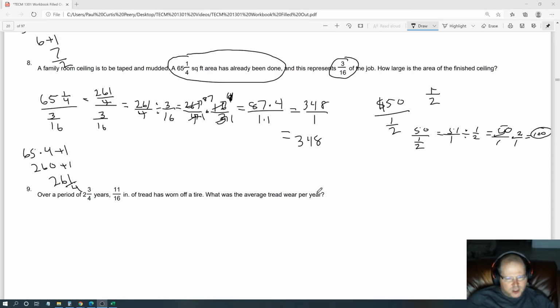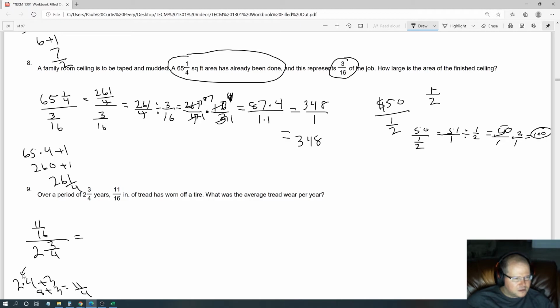Okay, so over a period of 2 3/4 years, 11/16 inch of tread has worn off a tire. What was the average tread wear per year? So we're going to take the 11/16 and divide it by 2 3/4. If you have a calculator, again, just type this in, push enter, and it'll spit out a nice answer. If not, you're going to have to convert the mixed number into something else. So it's 2 times 4 plus 3, and whatever the answer is, you stick that over the original denominator of 4. 2 times 4 is 8, 8 plus 3 is 11, and that is 11/4.